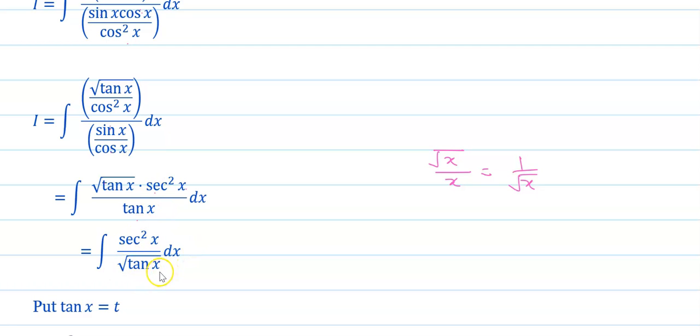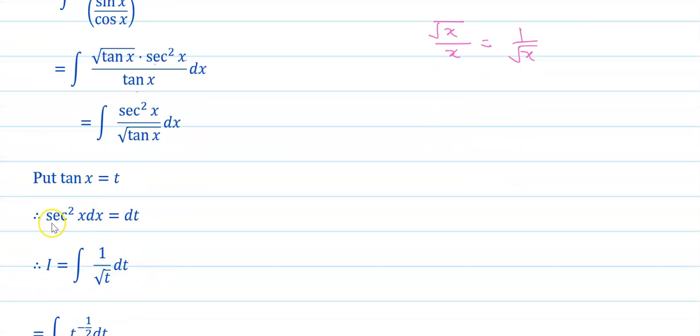Now we have this substitution. It's clear that the derivative of tan x is sec square. मग substitution काय असेल? Tan x is equal to t, and hence its derivative, sec square x into dx, is equal to dt. Sec square x into dx, that is dt. Okay. Therefore, our integral I becomes, this is I.